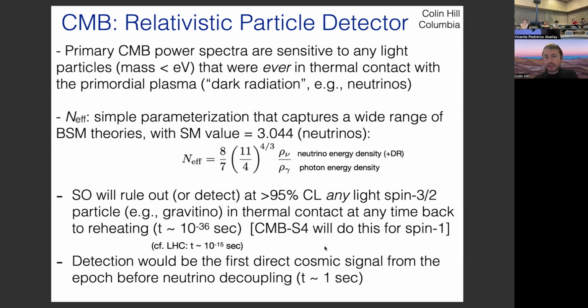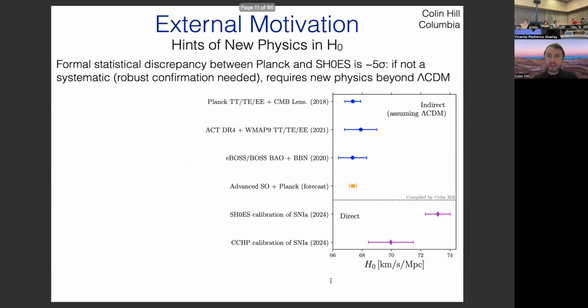And if we made such a detection, this would be the first time we have a direct cosmic signal from the era that's before neutrino decoupling or Big Bang nucleosynthesis, et cetera. So, within the first fraction of 1 second, which would, of course, be very exciting. Okay, so that's one reason we want to measure the CMB power spectrum at higher precision.